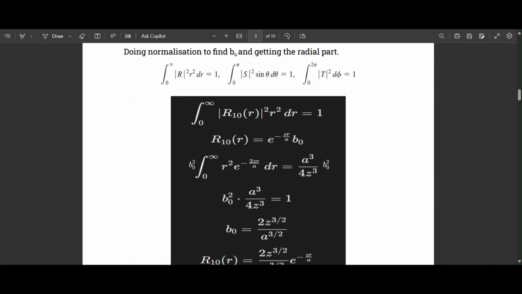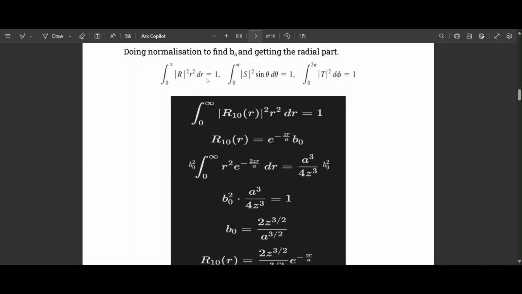takes place. The radial part is normalized by this method: the radial equation का whole square multiplied by r square dr equals 1, from 0 to infinity. The theta part, जो भी आपका ये फंक्शन होगा Θ का उसका स्क्वायर sin theta d theta equals 1, and Φ square dφ, ये आपका φ के ऊपर डिपेंड करता है. And that's how this is normalized.